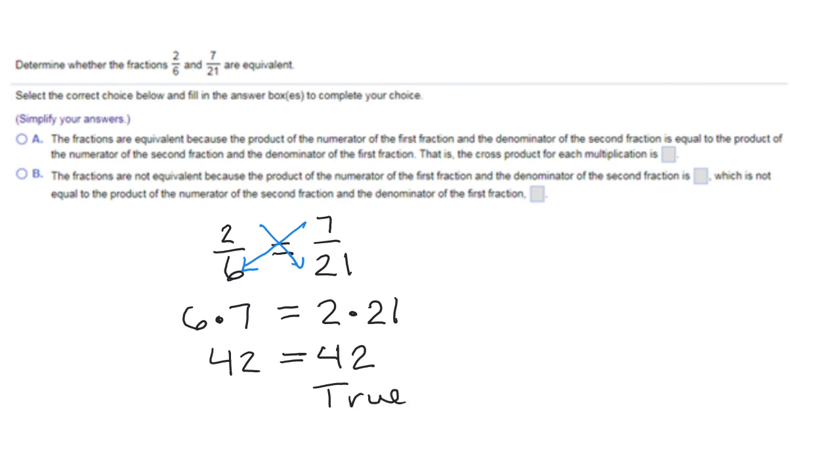So we need to select either A or B. And let's take a look. It says A, the fractions are equivalent because the product of the numerator of the first fraction and the denominator of the second fraction is equal to the product of the numerator of the second fraction and the denominator of the first fraction. That is, the cross product for each multiplication is. So the cross products are these end values here, the 42. So that's what you will place in here is 42, and we're going to select A because it's saying that they are equivalent. Option B says that the fractions are not equivalent, which is not true.